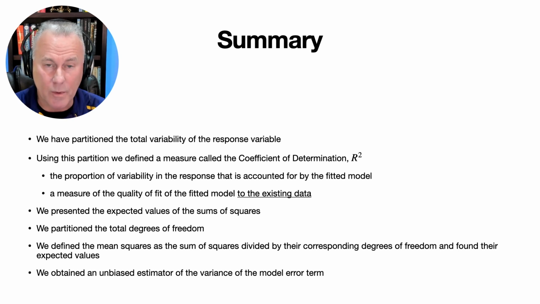So here's a summary of what we've done. We partitioned the total variability in the response variable, and then we used this partitioning to define a measure called the coefficient of determination, which is denoted by r squared. This gives us the proportion of the variability in the response variable that is accounted for by the fitted model, and it's a measure of the quality of fit of the fitted model to the existing data. We then presented the expected values of the sums of squares. We also partitioned the total degrees of freedom. We then defined the mean squares as the sums of squares divided by their corresponding degrees of freedom, and we found their expected values. And once we had done that, we were able to come up with an unbiased estimator of the variance of the model error term.